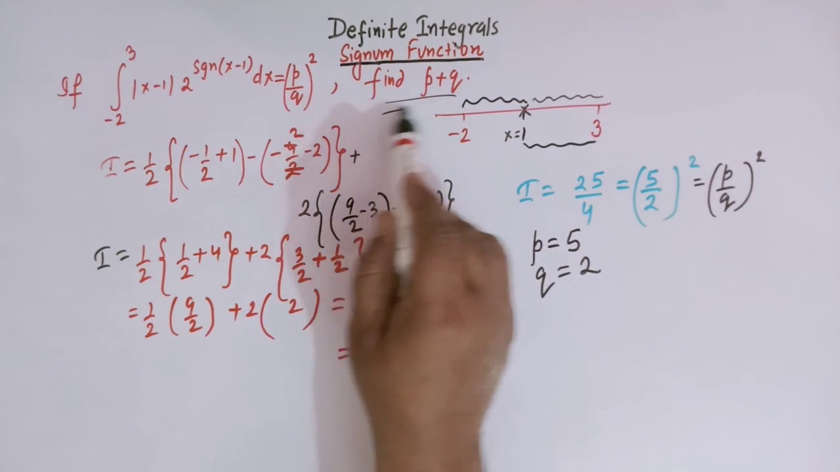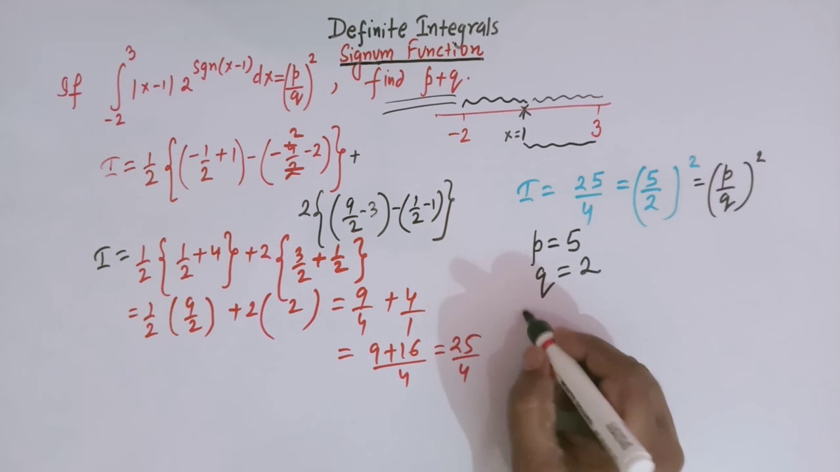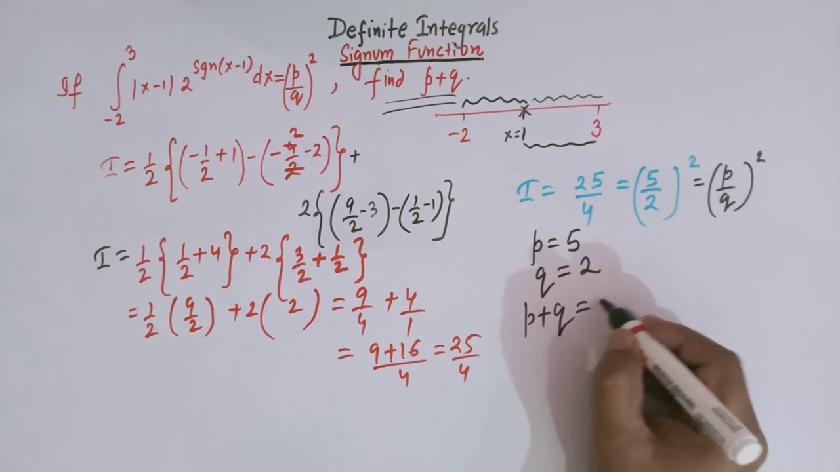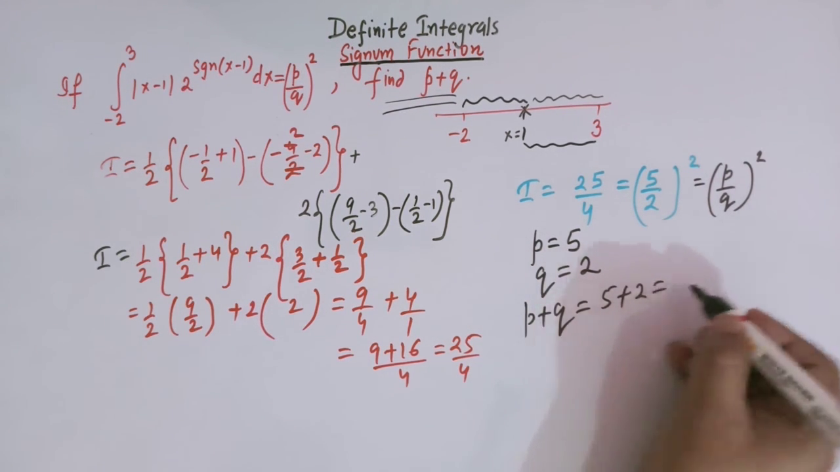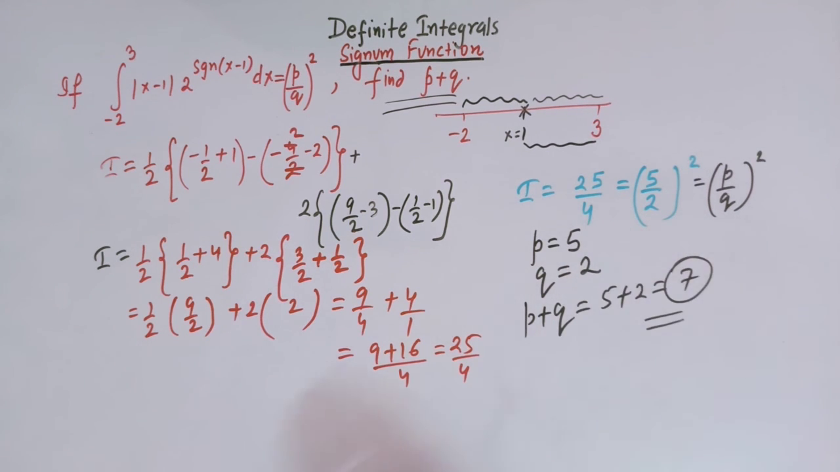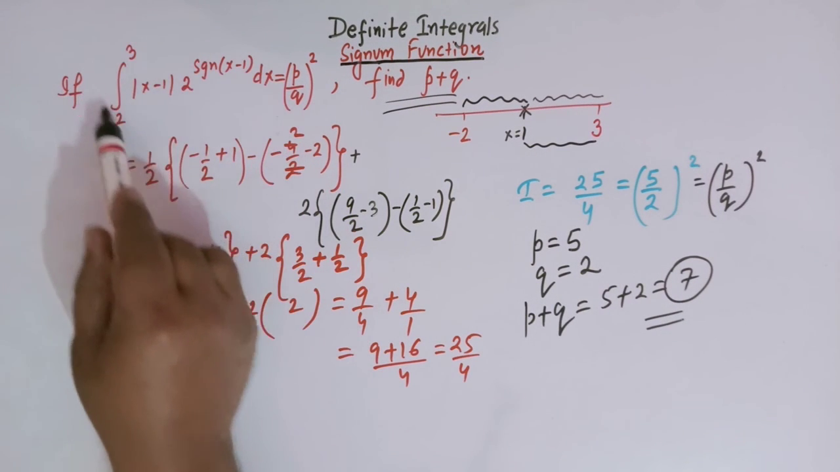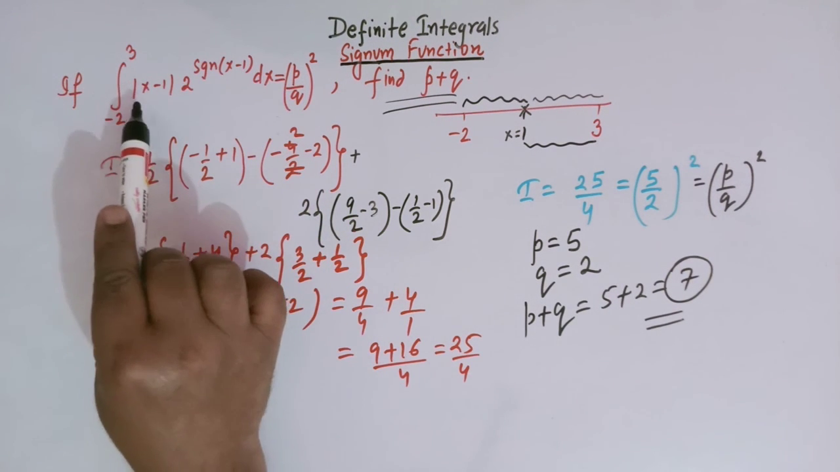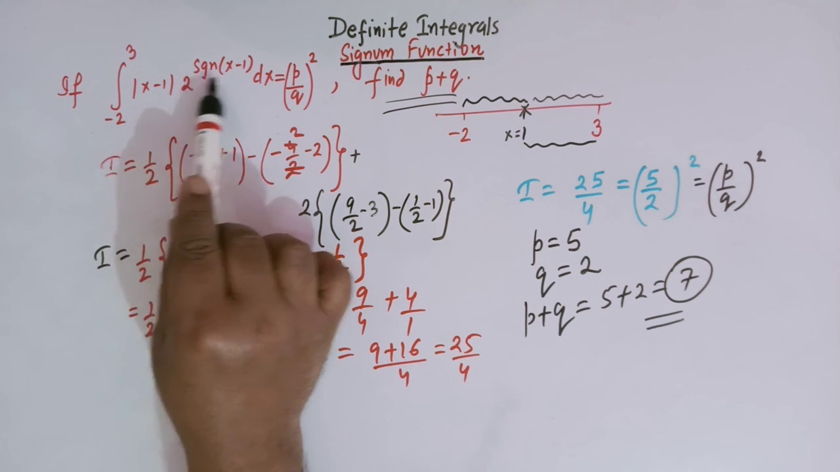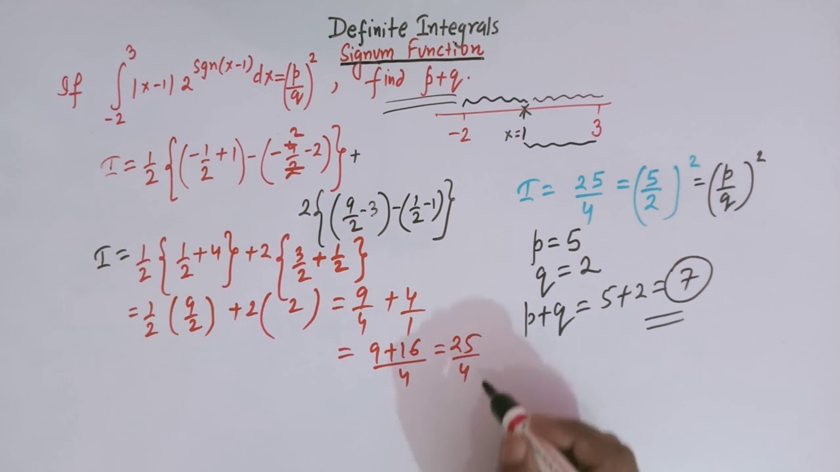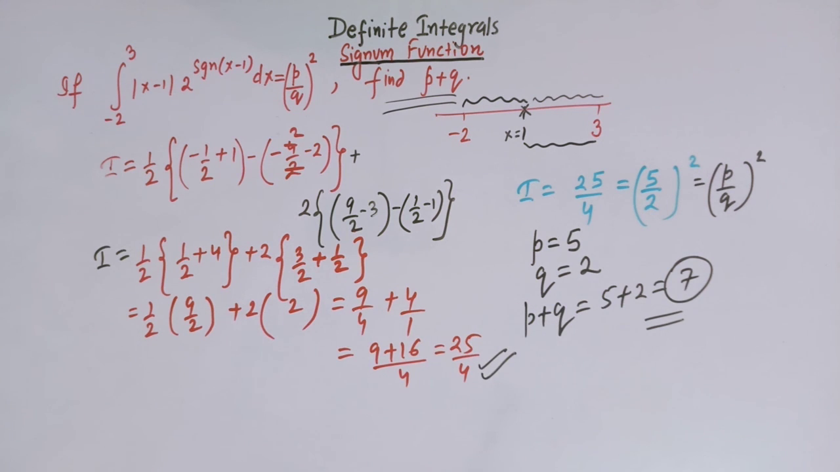And we are required to find the value of p plus q, and p plus q is 5 plus 2, that is 7, right? So viewers, the value of p plus q is 7, and the value of this integral, which is a combination of absolute value function and signum function, is 25 over 4, right? So this is how we solve this problem, and always remember, concepts in mathematics play an important role, right?